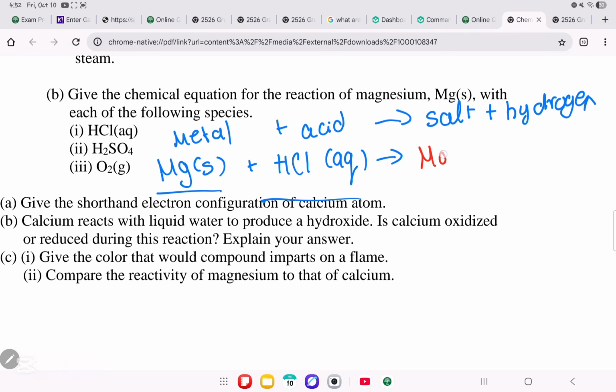So the salt in this scenario is MgCl2 aqueous. You guys should know how to get it. In addition to hydrogen gas. Now, it's not balanced. To balance it, you just need to put a 2 over here. Perfect.